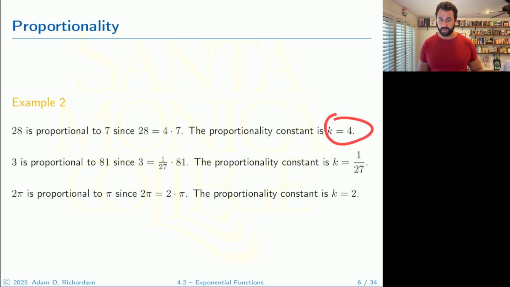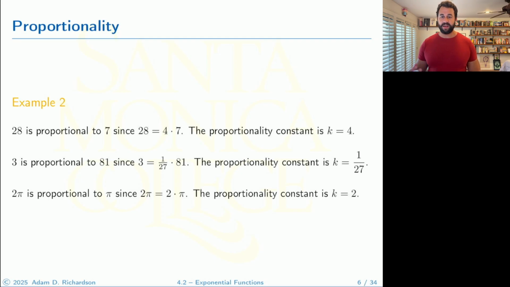And in this case, the proportionality constant is 4, k equals 4. 3 is proportional to 81 since 3 is equal to 1 over 27 times 81. And here the proportionality constant is 1 over 27. 2 pi is proportional to pi because 2 pi is 2 times pi. And here the proportionality constant is 2. So those are some examples of proportionality right there.